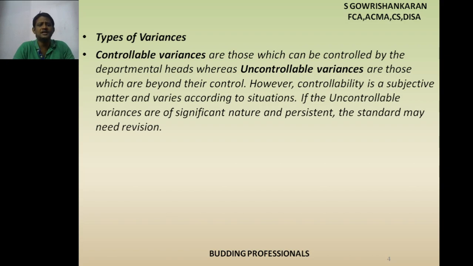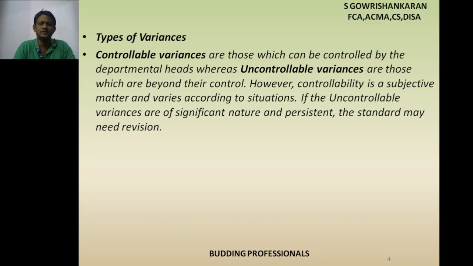Controllable variances means if anything is incurred extra by the company, maybe adverse variances. Controllable means in future I can reduce that expenses, in future I can reduce that variance level. That is controllable in nature. Controllable variances are those which can be controlled by the departmental heads. If this year I spent extra, next year I can reduce these expenses. That is controllable within the organization.